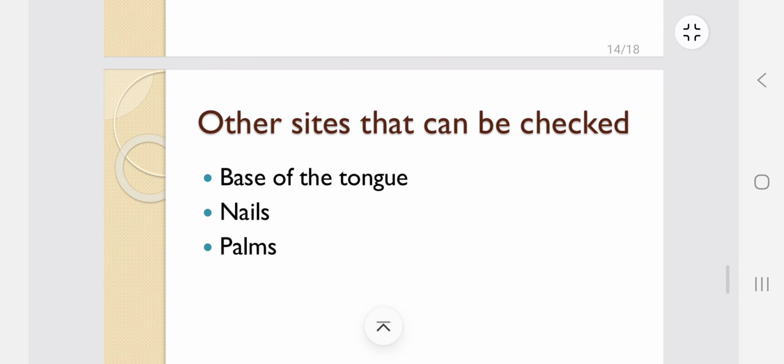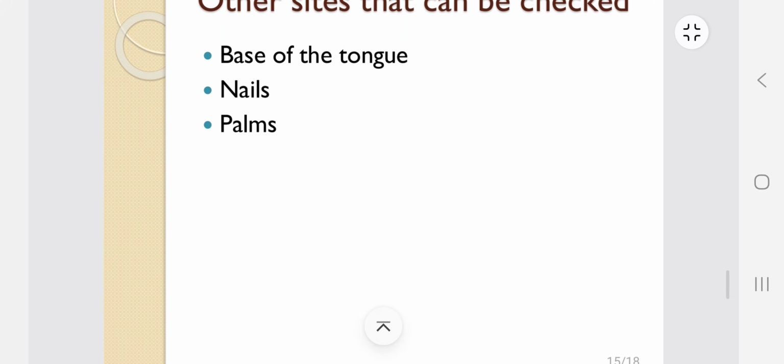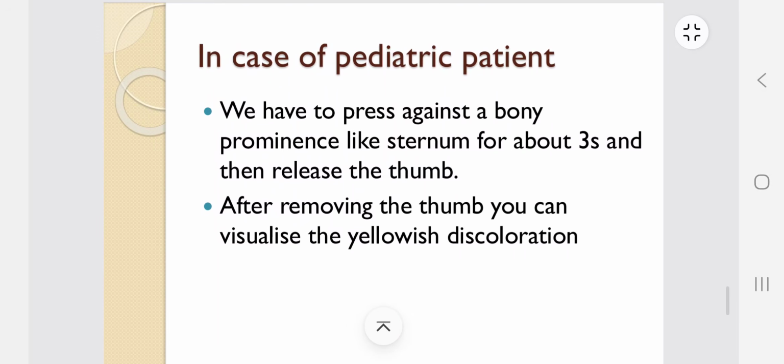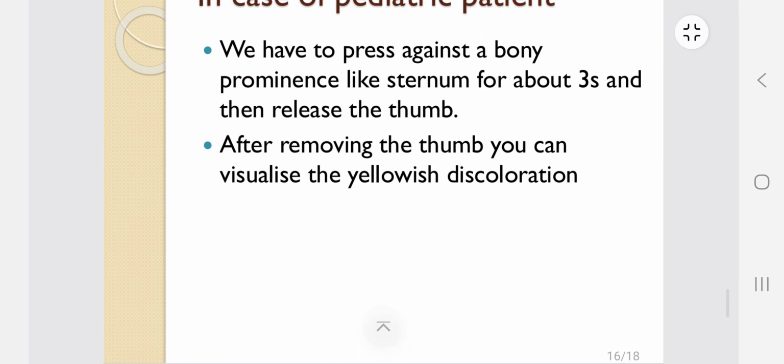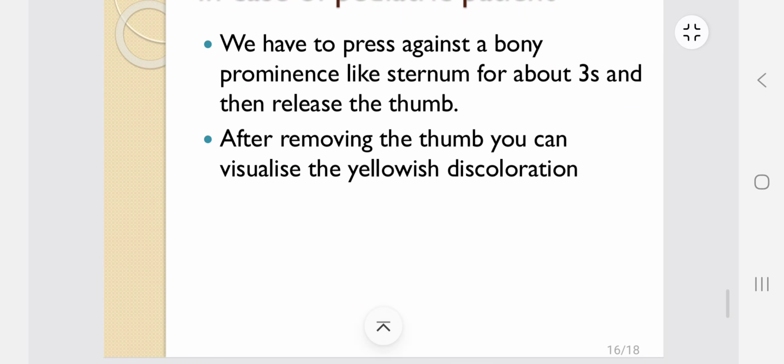The other sites that can be used to detect bilirubin are the base of the tongue, nails and palms. In the palms we have to look at the creases of the palms and compare them with the skin near the wrist. It will be more prominent in case of hyperbilirubinemia. In a pediatric patient, or if you have a pediatric viva, we have to press against bony prominences like the sternum for about 3 seconds and then release the thumb. After removing the thumb, you can visualize the yellowish discoloration.